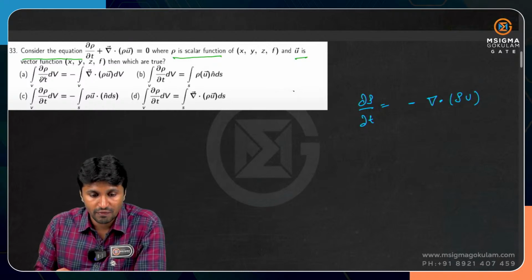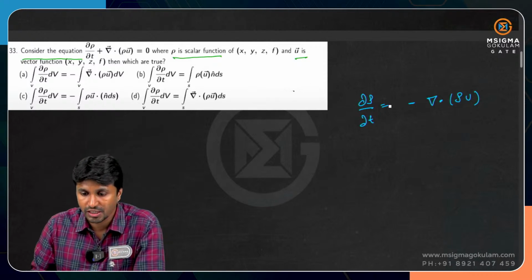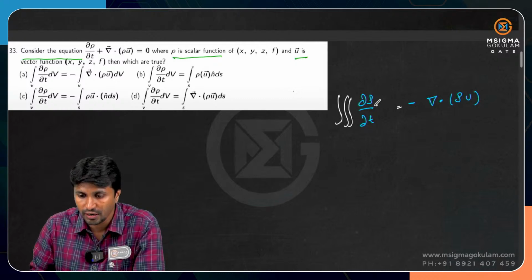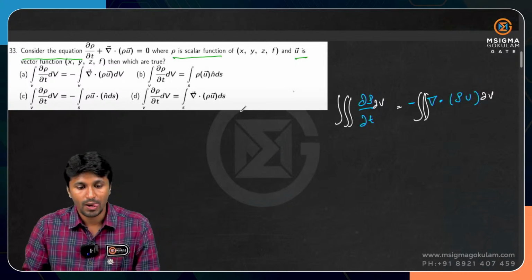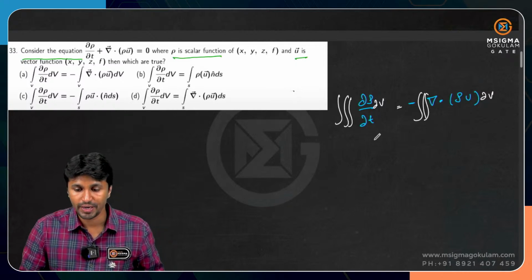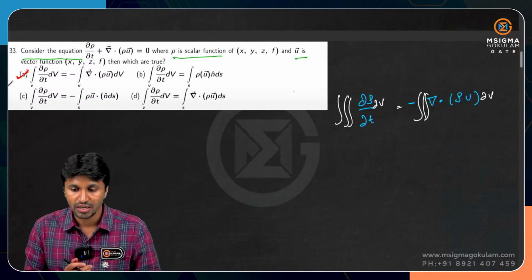If you look at the first option, on either side you have an integral with respect to volume. So if I integrate on either side with respect to volume, what do I get? This is nothing but the triple integral over dv. This is the first equation, which I get by integrating on both sides with respect to volume. So the first option is correct.